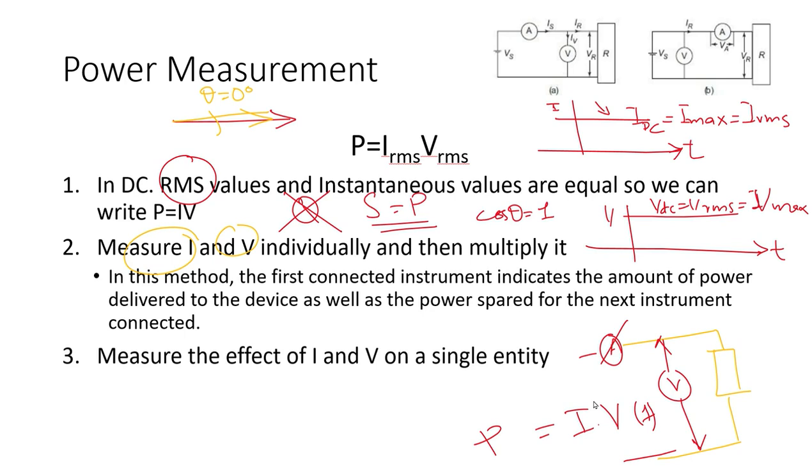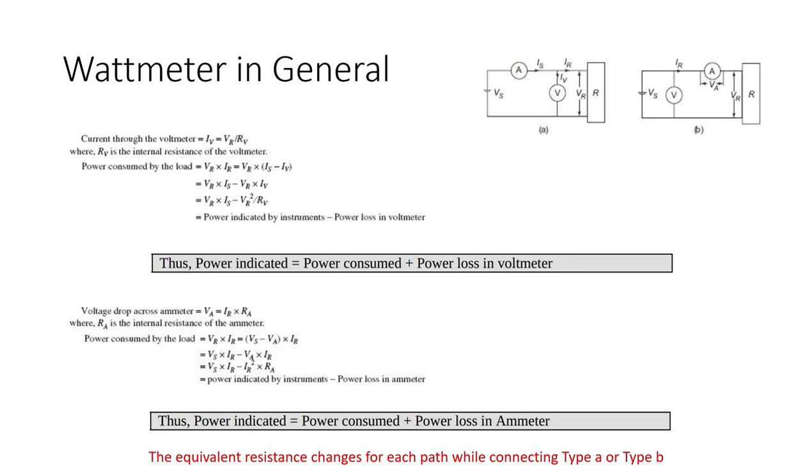Okay. Sometimes we measure the effect of I and V combined on the same entity. So sometimes we use this mechanism in combination. In that case we might have some error in it as well. So in the next slide we will see that.